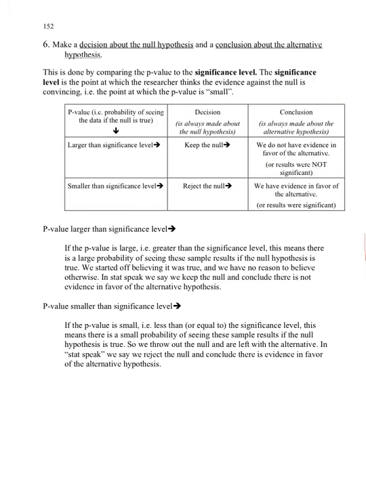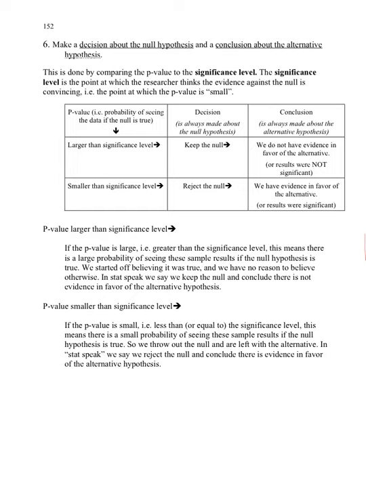Which leads us to our next step in the process, which is to make a decision about the null and a conclusion about the alternative hypothesis. This is done by comparing the p-value to the significance level, like we just did on the previous slide.